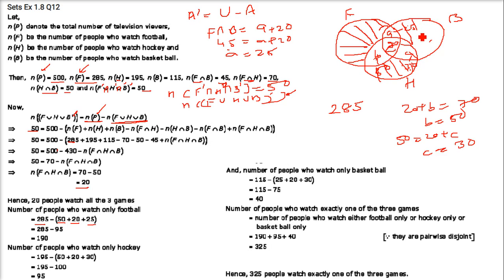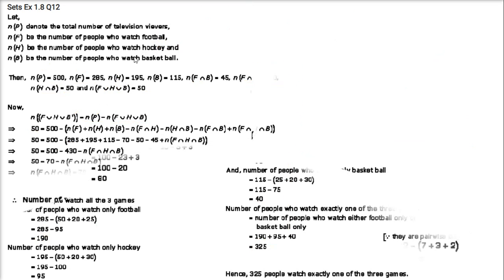Now only watching B is this one. How do we get it? B minus A minus 20 minus C. A is 25, C is of course 30, and this is 20. So 115 minus 25 minus 20 minus 30 is 40. Okay, so the number of people who watch exactly one of the three games: this portion, this portion and this portion, we got 190, 95 and 40. Just add them. That is 325 people who watch exactly one of the three games.